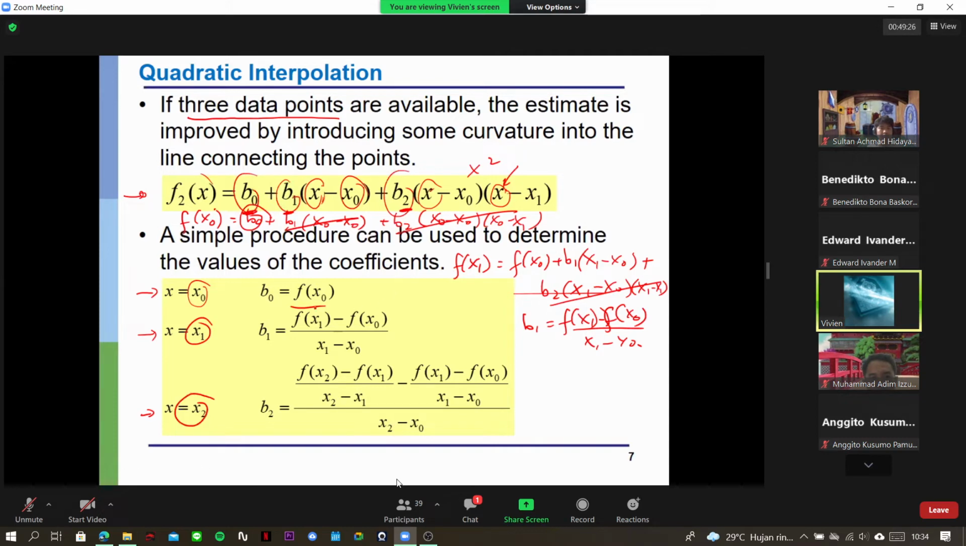If we look here, this is the slope between x1 and x0, and this one is also the slope between x2 and x1. So p2 will be calculated as the slope at 2 minus the slope at 1, over (x2 minus x0).